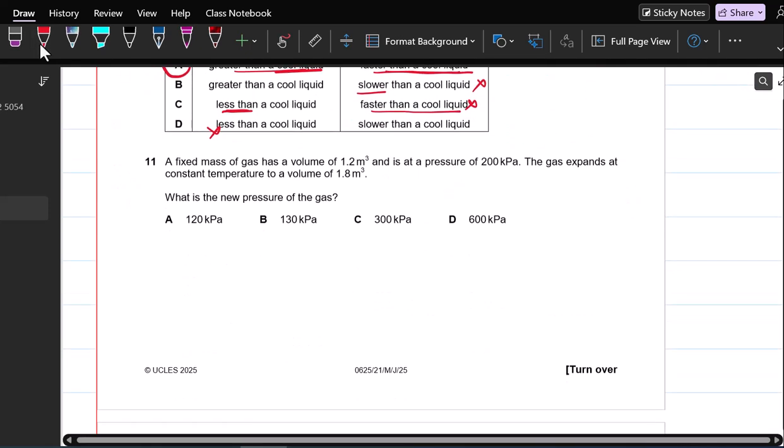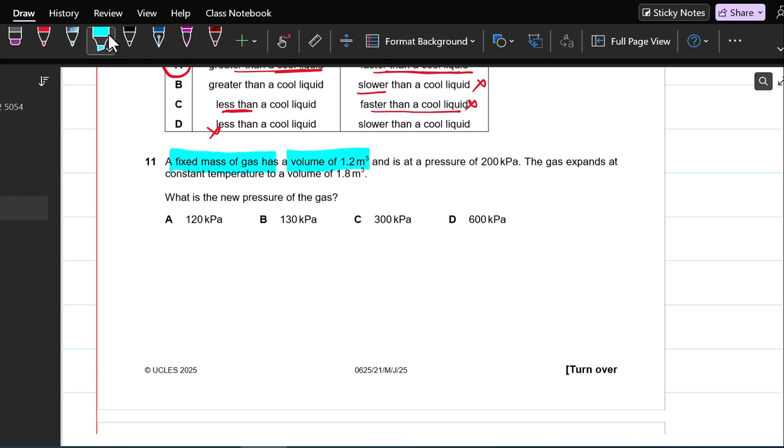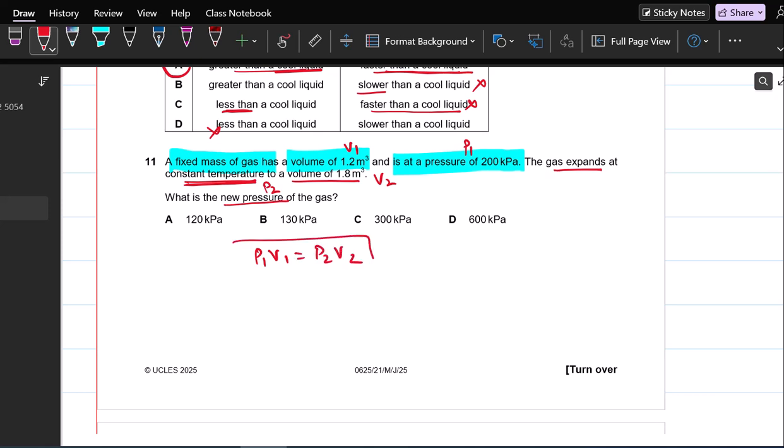Question number 11. A fixed mass of gas has volume 1.2 meter cube and is at a pressure of 200 kilopascal. So this is V1, this is P1. The gas expands at constant temperature to a volume V2. What is the new pressure, P2? P1 V1 equals P2 V2 according to Boyle's law. Or you can say when temperature is constant, pressure is inversely proportional to volume. We are going to use this.